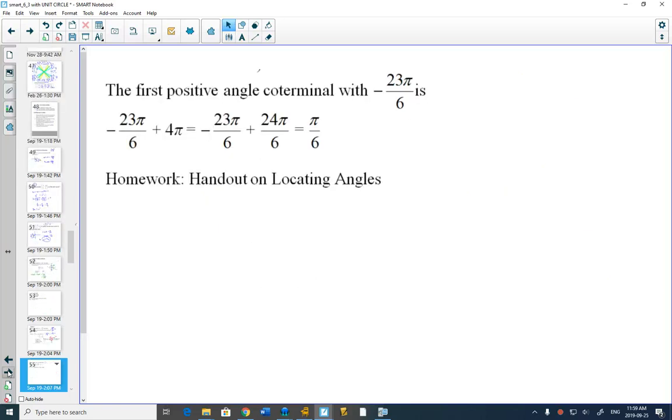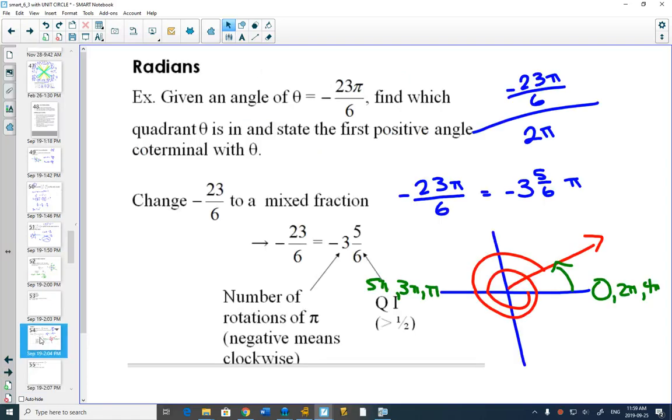Now I've written it out by adding 4 pi, because you can just keep adding 2 pi until you got an answer that was between 0 and 2 pi. But in this case, if you draw the diagram, and once you figure out it's in quadrant 1, it is so easy to say it's coterminal with pi over 6.